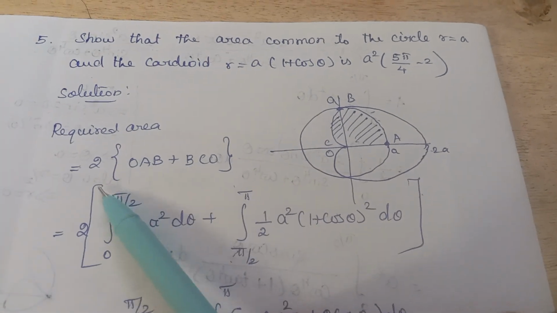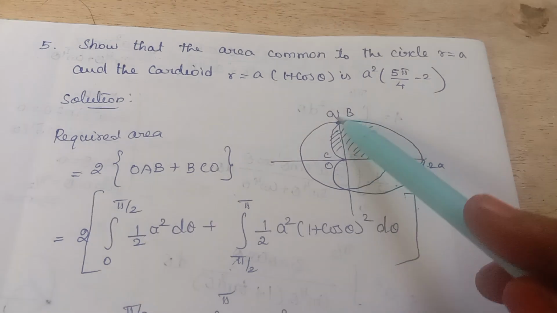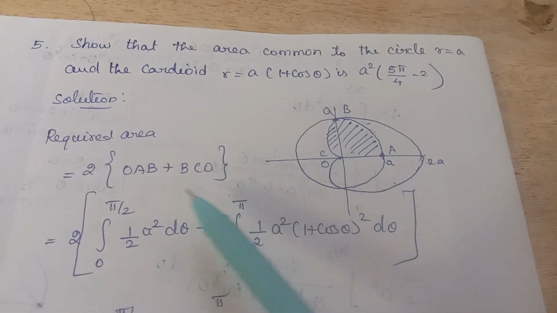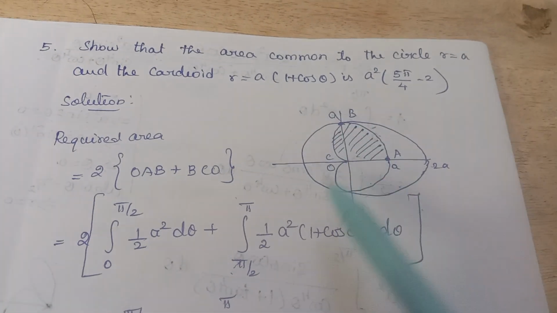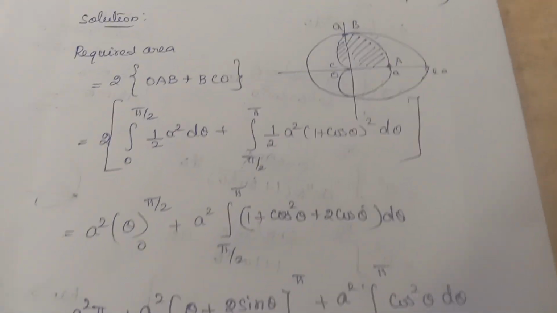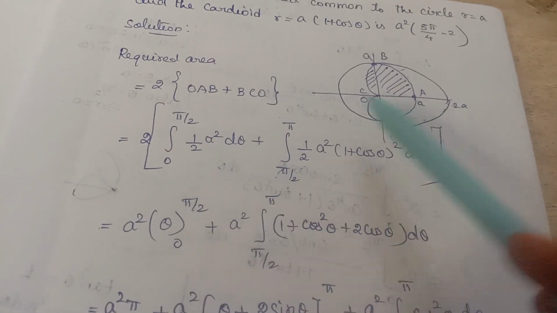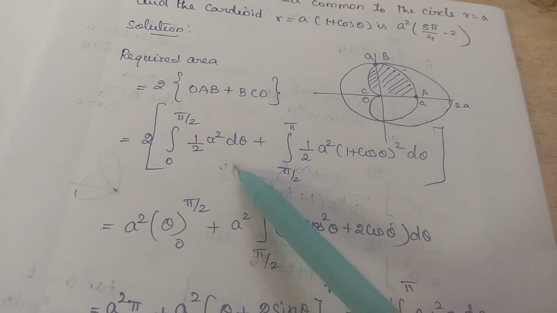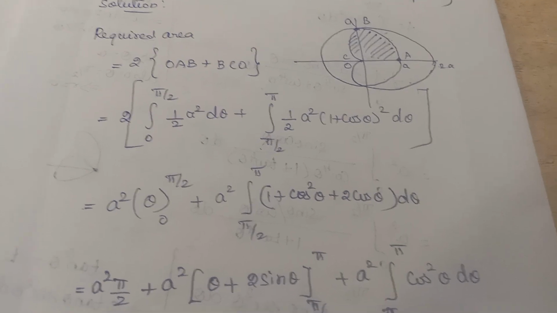Okay, so required area equal to 2 times area of OAB plus then OBC. Okay, BCO. Right. The first one is lying in the first quadrant. So limits from 0 to pi by 2. The second one is lying in the second quadrant. So the limits from what? Pi by 2 to pi. Okay, right. Half r square d theta means first one is in the circle, no, so half a square d theta. Second one is the portion of the cardioid, so half a square into 1 plus cos theta the whole square.